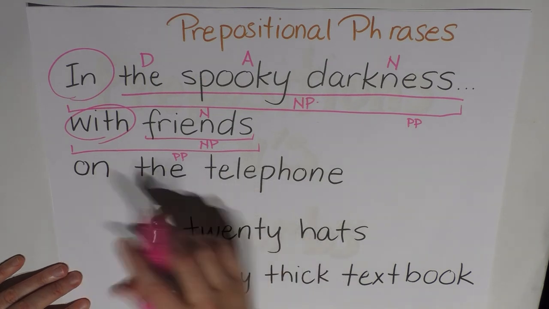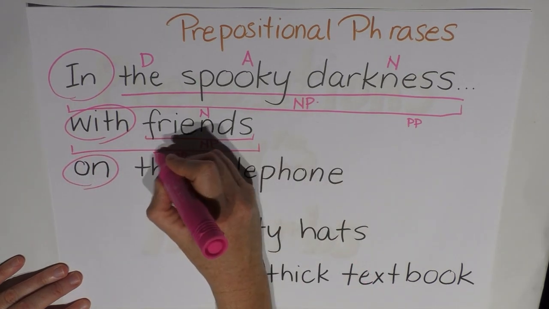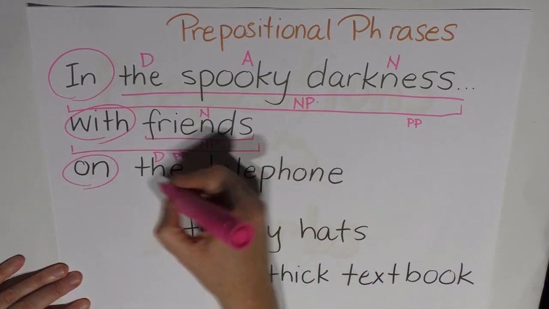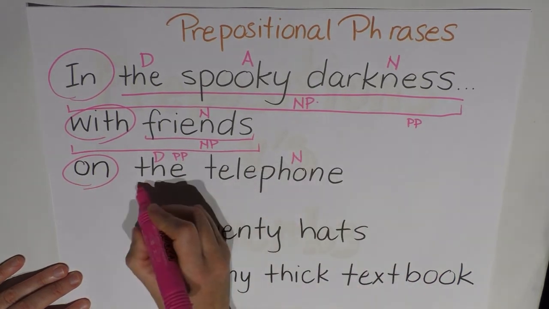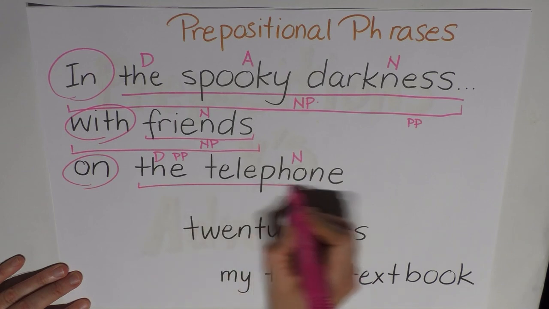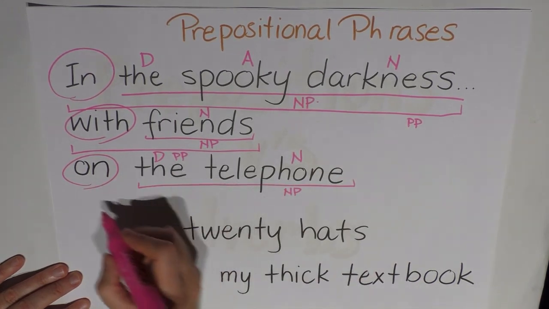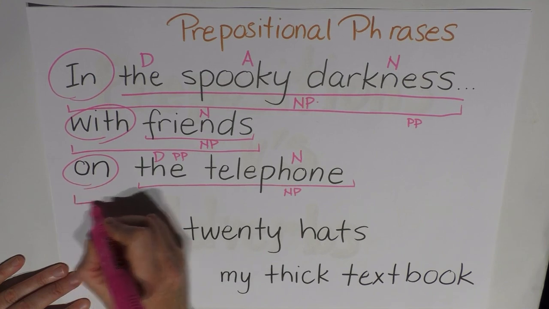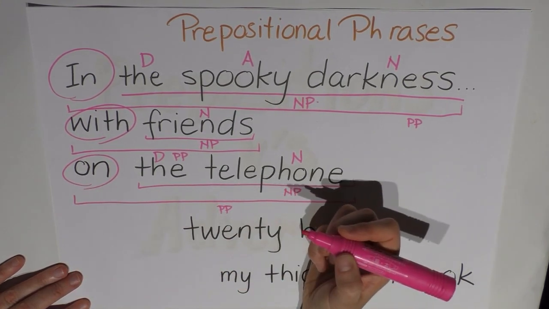Let's have a look at this last one here. We've got on the telephone, so on is our preposition. The is our determiner, describing, well, it's not describing, but it comes before the telephone, which is the noun. So the telephone, determiner followed by the noun, is our noun phrase. And then if you've got a preposition in front of that, then altogether it is the prepositional phrase.